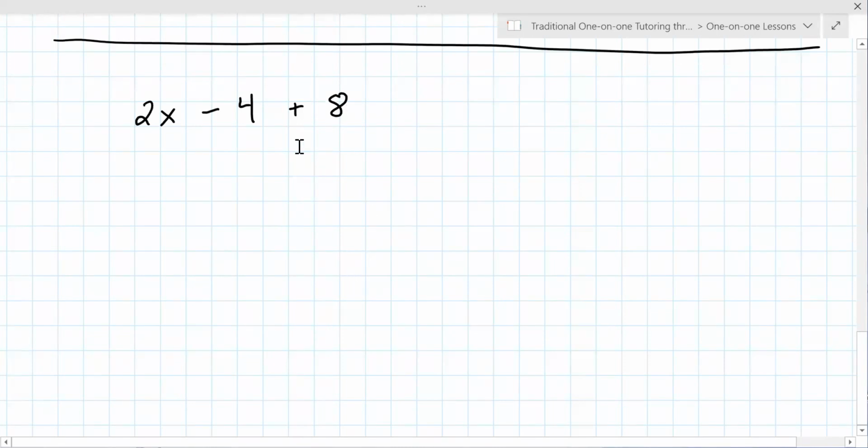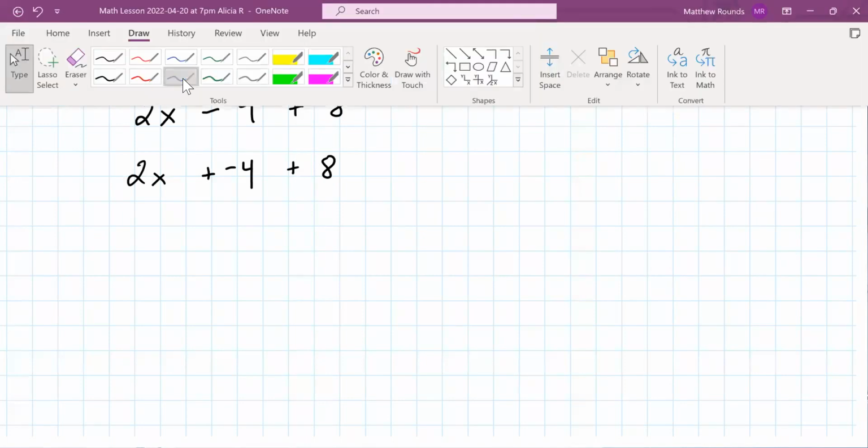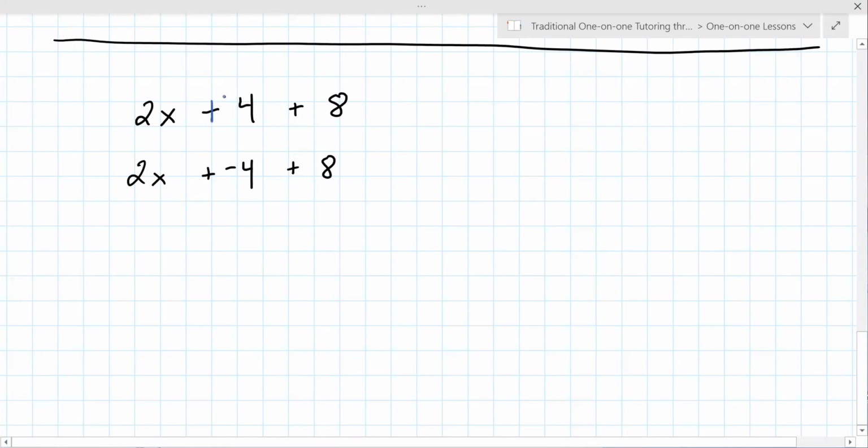All right, so 2x minus 4 plus 8. I would leave the 2x, and then the minus 4, I would do a plus 4. So it would become 2x plus negative 4. That negative stays the same. I don't get that. What do you mean? Oh, I see, it's plus negative 4 because it's a negative 4. Yeah. And then plus, and instead of an 8, it just stays the 8. It's just a positive. So yes, it's an 8.